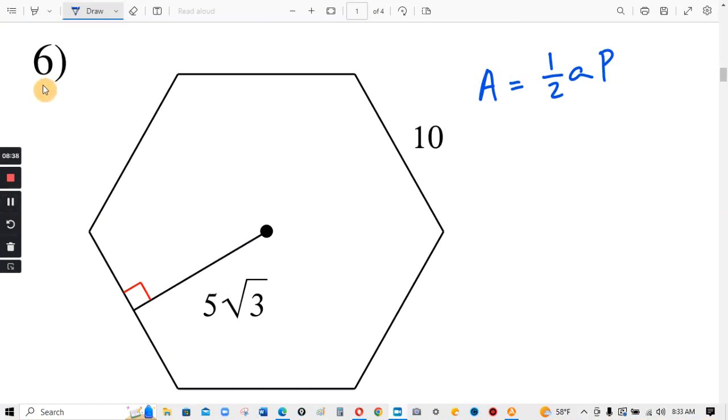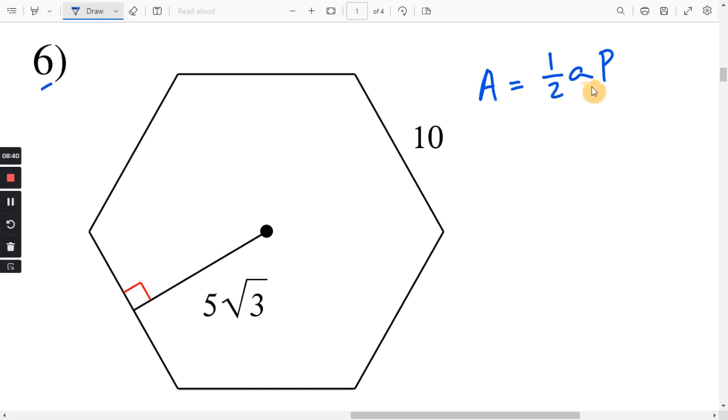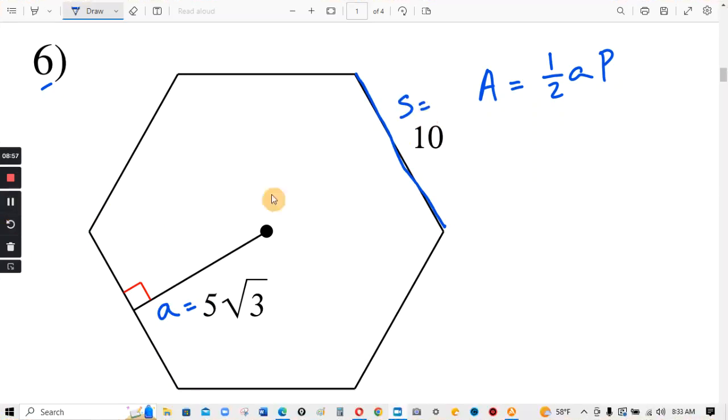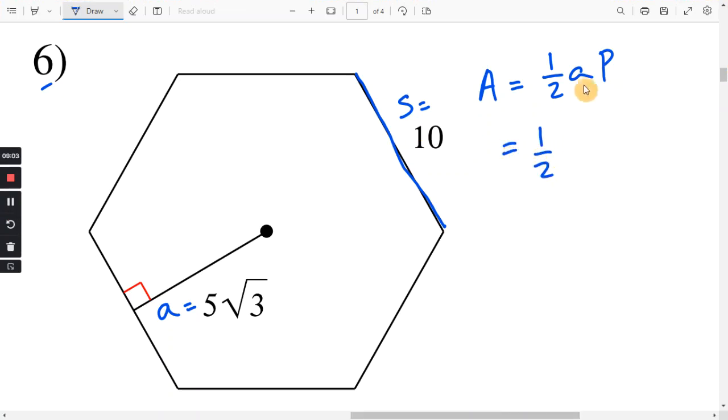Okay, please pause and try number 6 using the formula 1/2 AP. And I'll give you a hint, lowercase a is your apothem. That's this right here. And the side length is going to be this right here, which equals 10. All right, so 1/2 apothem times perimeter. That's going to be 1/2 times the apothem, and the perimeter is the number of sides times each side length. All right, so we start with 1/2. The apothem is just 5 radical 3.